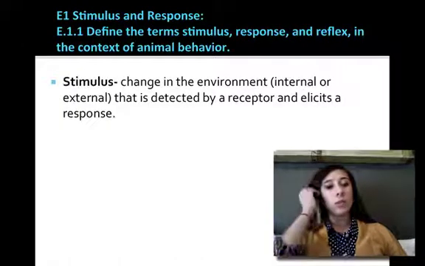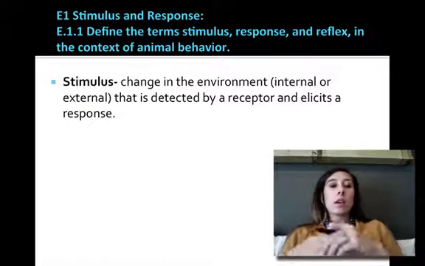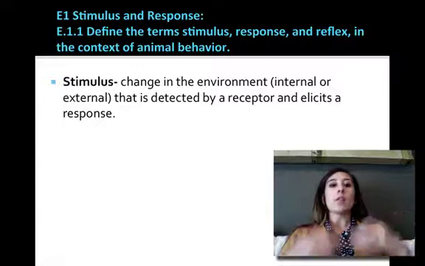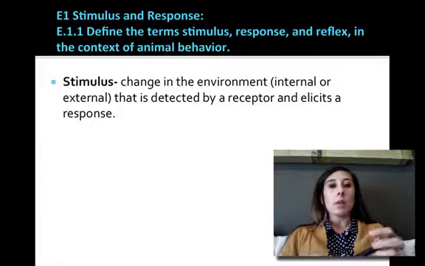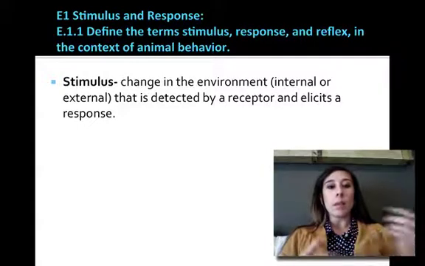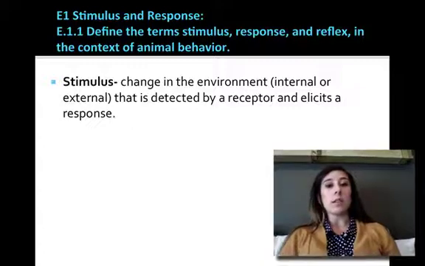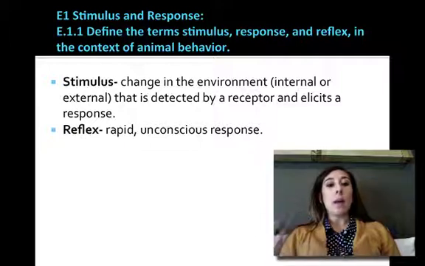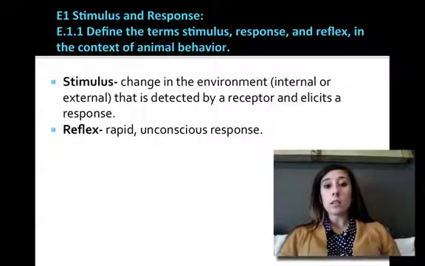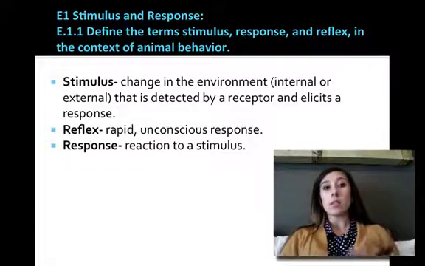Well, we want to define a few terms. So first, there is a stimulus, and I think that makes a bit of sense that there has to be something within the environment that changes. It could be internal or external, and it's detected by the body, specifically by a receptor, and that therefore can elicit a response. We have a reflex, which is going to be a rapid and unconscious response, and then we have a response. It's the reaction to that stimulus.